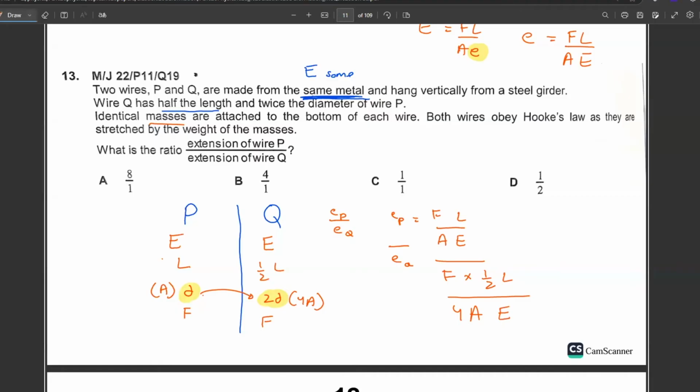Anything getting cancelled out? Yes, there are many things that will cancel out. FL, FL, AE, AE, perfect. Sorry, A will get cancelled out, not 4. Perfect. 1 upon 2 divided by 4 becomes 1 upon 8. 8 goes to the top side. The ratio becomes 8 over 1. A is your answer. The answer to 11 is A. Perfect. We are going good today.